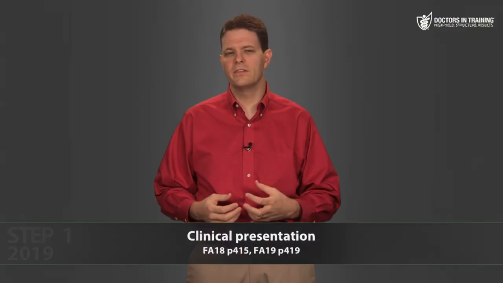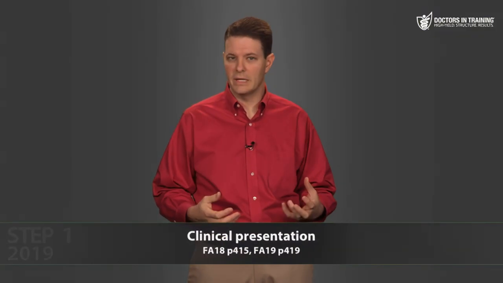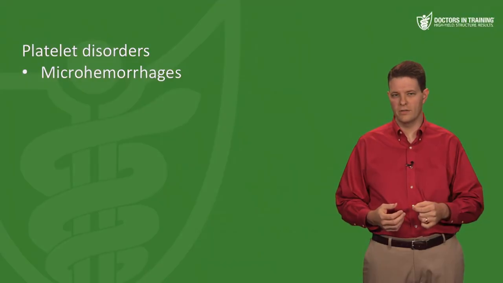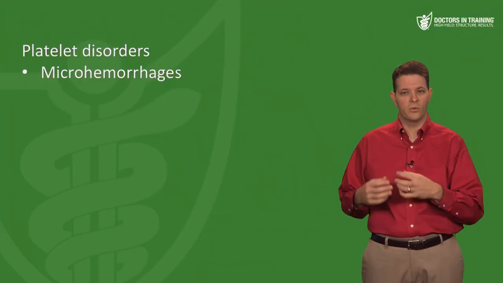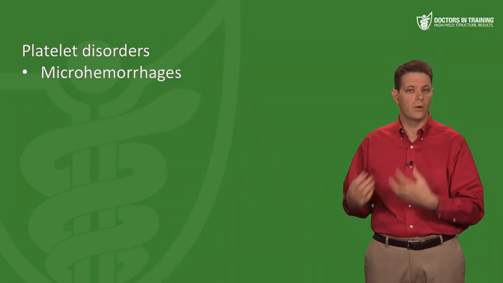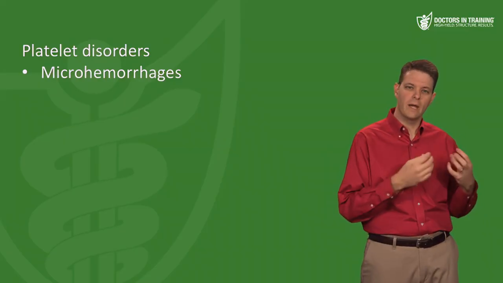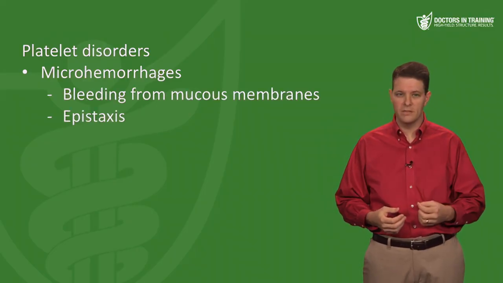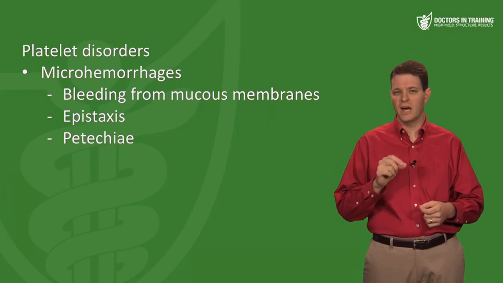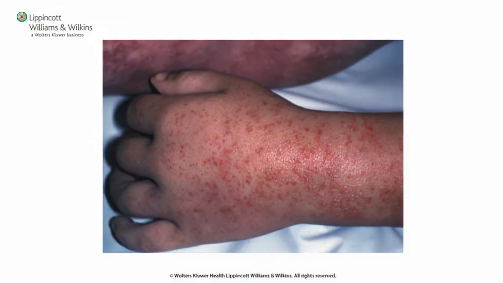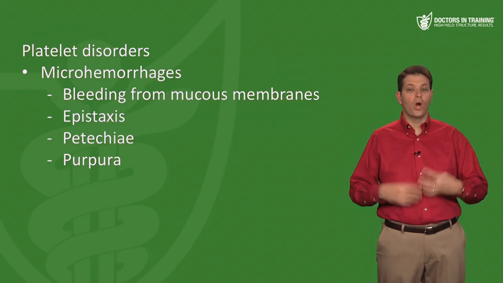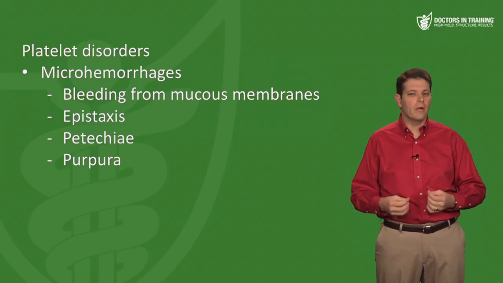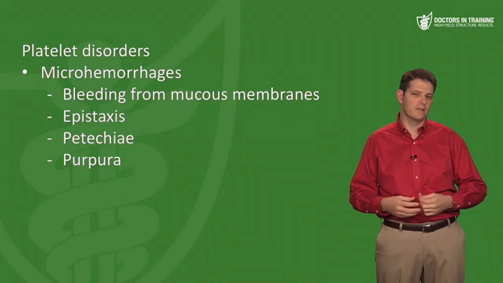First off, how do platelet disorders present? Well, obviously there's going to be bleeding, but specifically you're going to see microhemorrhages. We said that coagulopathies and disorders of the coagulation cascade tend to cause macrohemorrhages, but platelet disorders tend to cause microhemorrhages, such as bleeding from the mucous membranes, epistaxis, which is nosebleeds, and petechiae, which are those tiny little dots on the skin from capillary hemorrhage. They're not raised or palpable, they're just flat brown or red dots, a lot like freckles. Those are petechiae. Or you can have purpura, which are larger hemorrhages under the skin. So microhemorrhages are the classic presentation for platelet disorders.